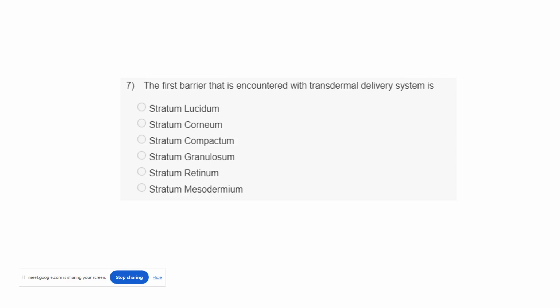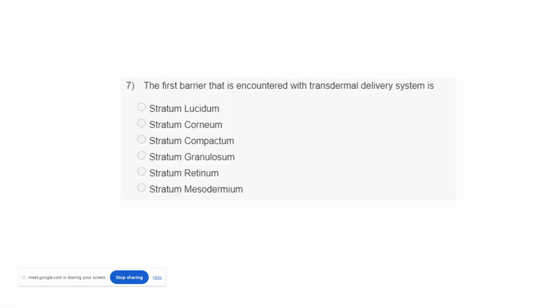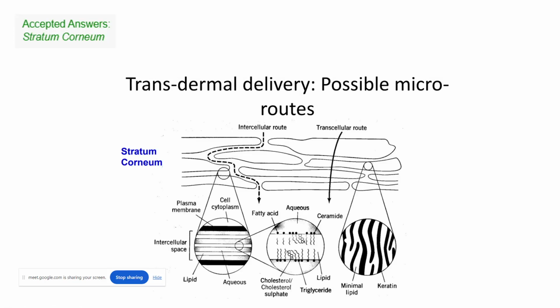Okay, all of you are correct. It would be stratum corneum. It is basically the first layer, and that is the first barrier that is encountered by the drugs when delivered through the transdermal route.